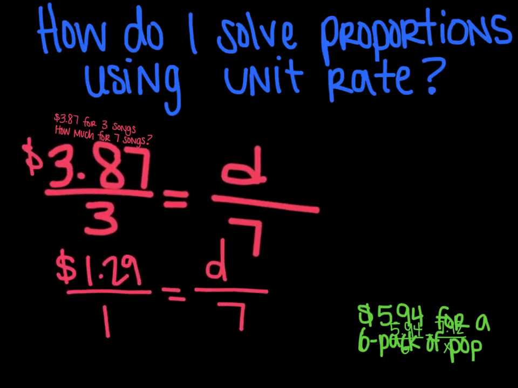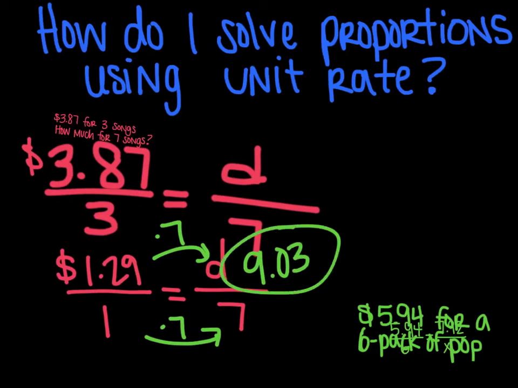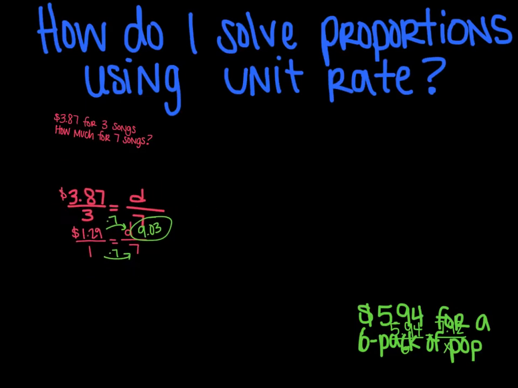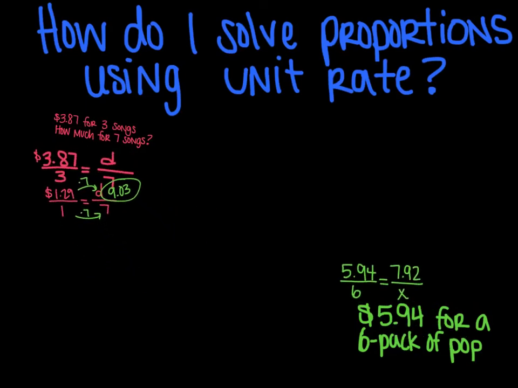And now I can do my scale factor. So I can go vertically or horizontally. In this case, horizontally works easier. And I know I'm showing a lot of horizontal, but vertical does work, so be looking for those. Multiply by 7, so I do the same thing. I multiply by 7, and that will give me an answer of $9.03. So $9.03 for 7 songs, not one song.